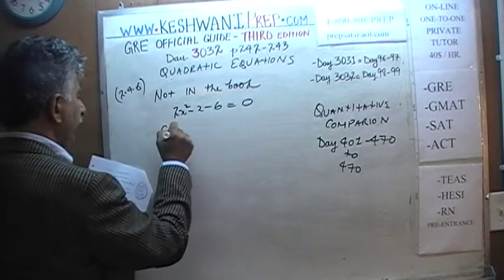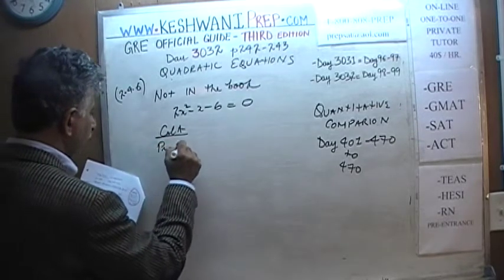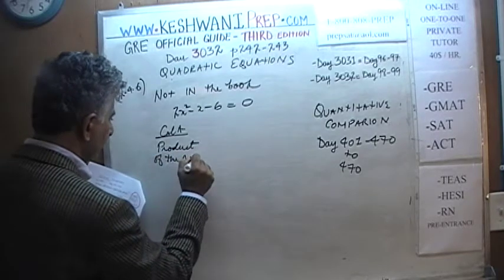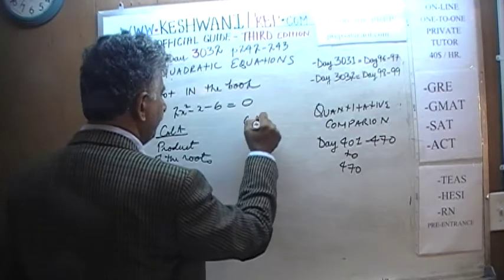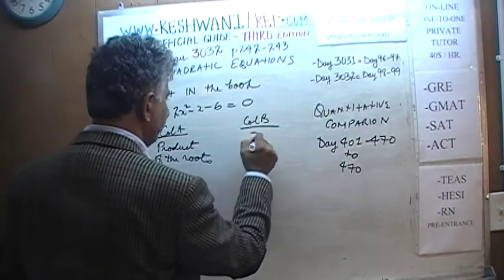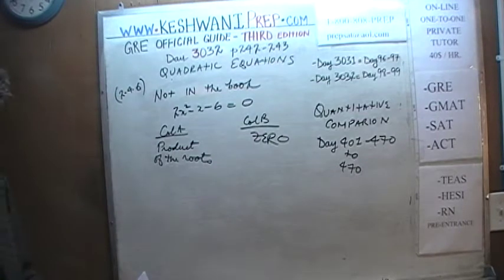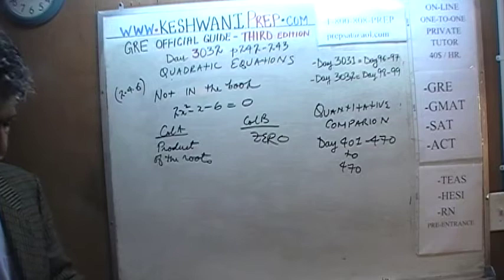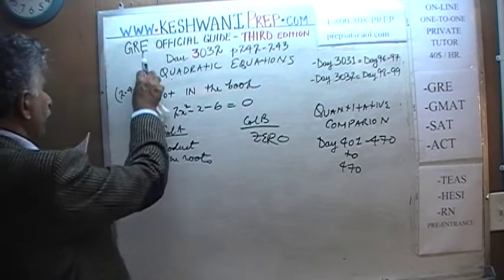And in column A, we are told the product of the roots, versus column B, which is 0. Work on that. That's your question number 6. We are asked to compare the product of the roots versus 0. Do you understand? Here's the next one, 2.4.7.